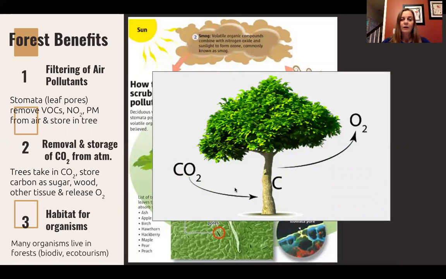And of course, forests provide a rich habitat for lots and lots of organisms. And this is important in terms of biodiversity of our forest ecosystem. It also provides an economic benefit in terms of ecotourism. So people will pay lots of money to go and visit forests, to hike in the woods, to have those beautiful views. So there's both an ecological benefit and an economic benefit.